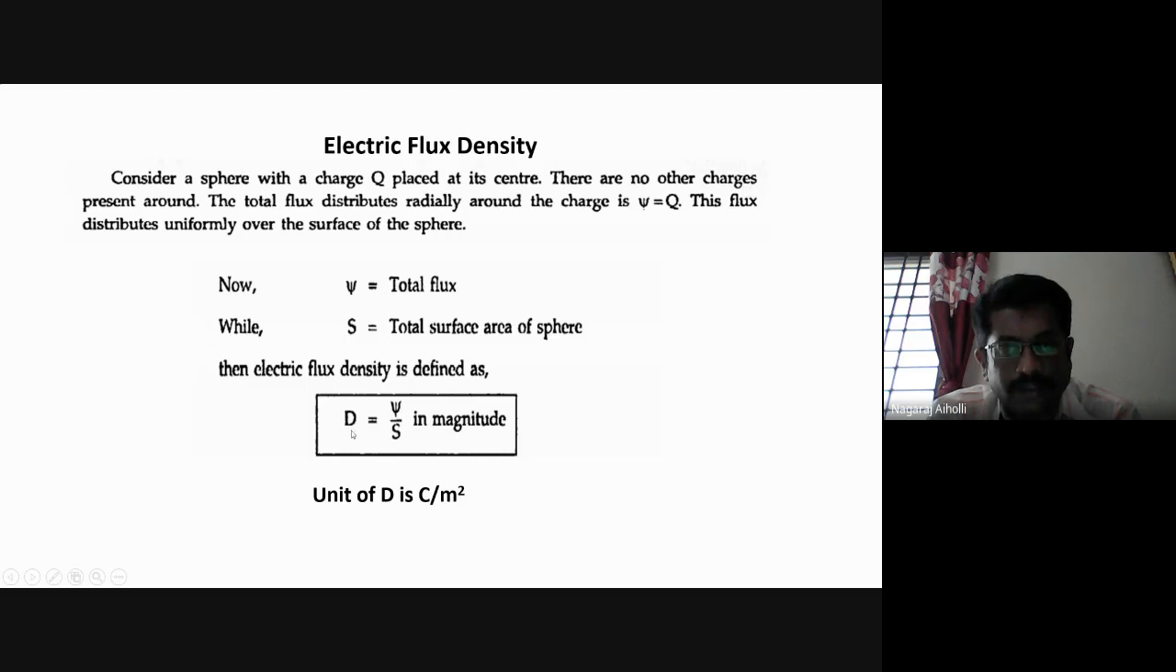Hence, the formula is D is equal to psi by S in magnitude. What is the unit of D, students? Psi is in coulomb, because it is nothing but the electric charge, and the area is in meters square. We will see the exact area of the sphere next. Suppose the area is in meters square and the flux is in coulomb. Then the unit of electric flux density will be coulomb per meter square.